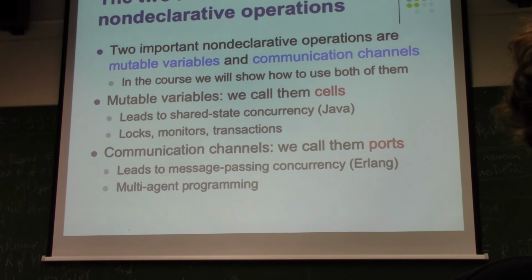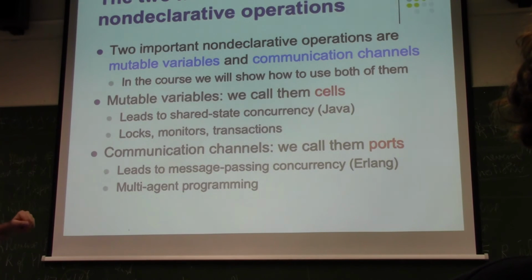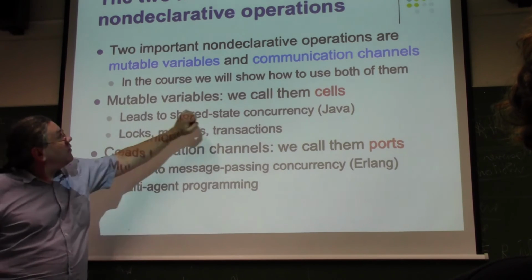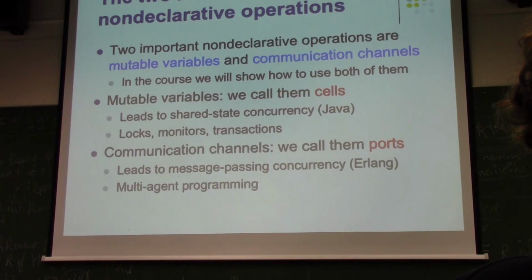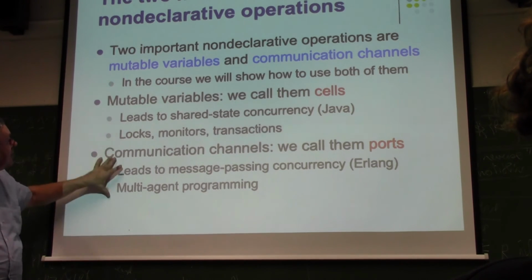Okay. So it turns out there are two most important non-declarative operations that people invented. Over the years, people invented many weird kinds of operations, but after all that, the two most important ones considered today are mutable variables and communication channels. We're going to show both of them in this course, and many systems are using both.